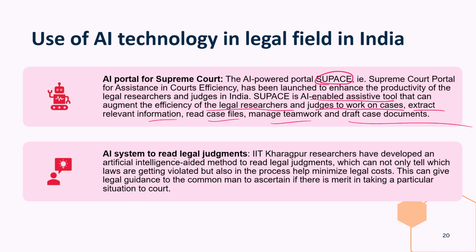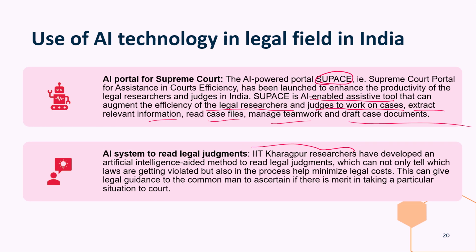Then AI systems to read legal judgments. Here IIT Kharagpur researchers have developed an artificial intelligence aided method to read legal judgments, which can not only tell which laws are getting violated, but also in the process help minimize legal costs.